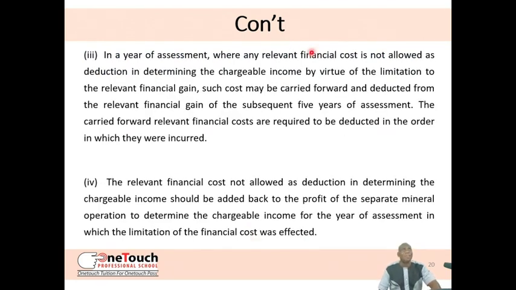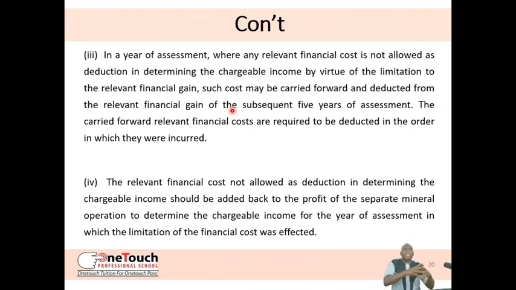Now, in the year of assessment, where the relevant financial cost is not allowed as a deduction in determining the chargeable income by virtue of the limitation to the relevant financial gain, such costs may be carried forward and deducted from the relevant financial gain of the subsequent 5 years of assessment. So where you don't have sufficient financial gain to absorb the financial cost for the year under consideration, the excess financial cost will be carried forward for a period of 5 years to be charged against subsequent financial gain. If after 5 years you could not make sufficient financial gain to absorb the financial cost, then that financial cost can no longer be carried forward, and it must be abandoned. This is how we treat financial cost.